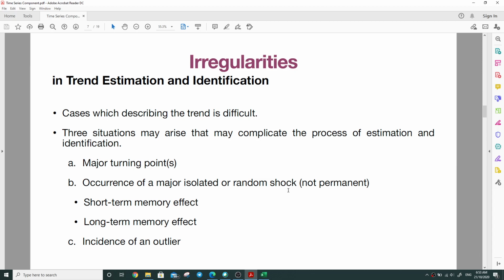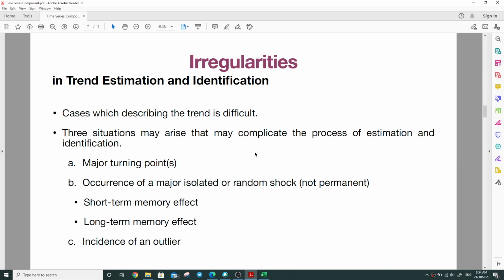the trend estimation and identification. So in your textbook there are three situations mentioned: first, one major turning point; second, occurrence of a major isolated or random shock; and lastly, incident of an outlier. The difference between a major turning point and a major isolated or random shock is that the turning point is permanent, while the major isolated shock is short term and long term memory effect.